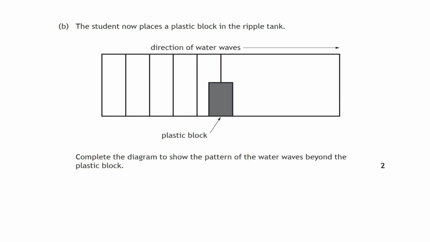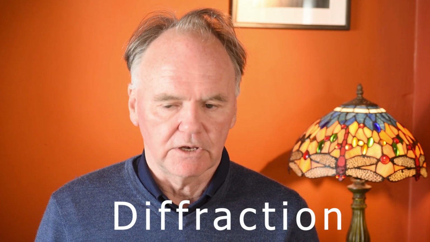(10b). The student now places a plastic block in the ripple tank. There, the direction of the water wave is going to the right, and there's a plastic block. And we are asked, complete the diagram to show the pattern of the water waves beyond the plastic block. This question is testing your knowledge of the wave property that we call diffraction. Try to spell it correctly.